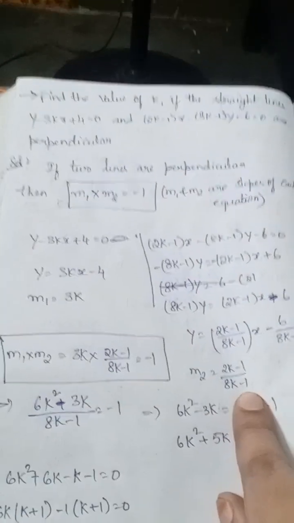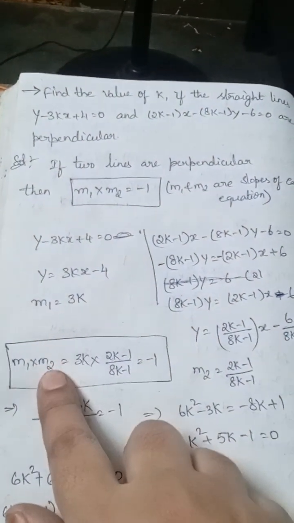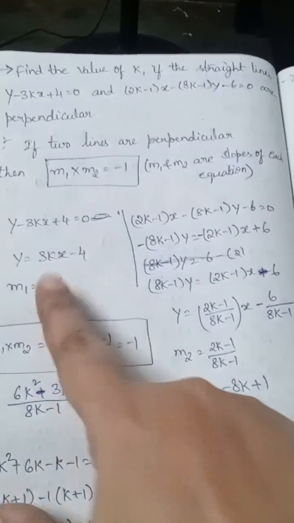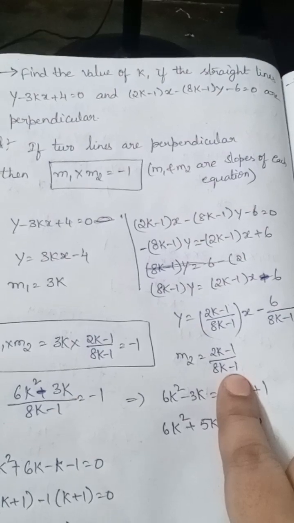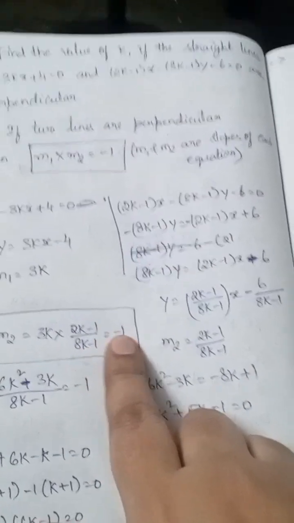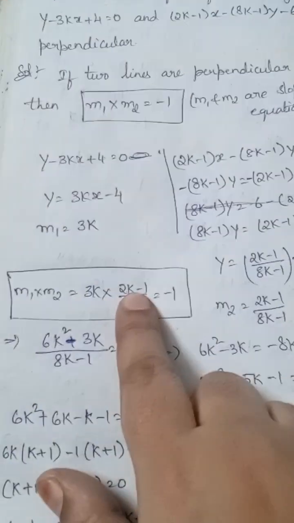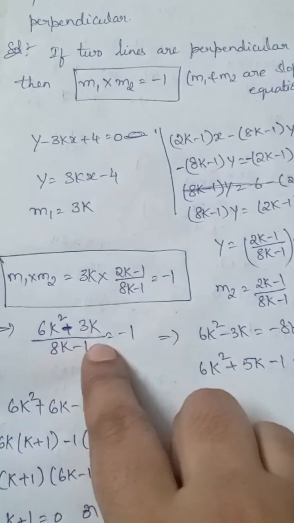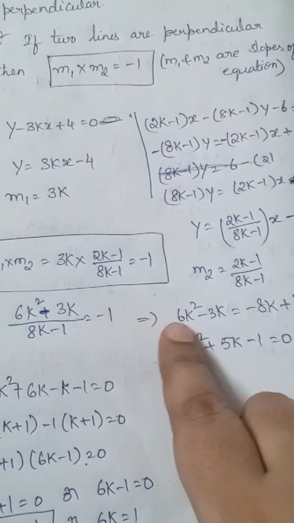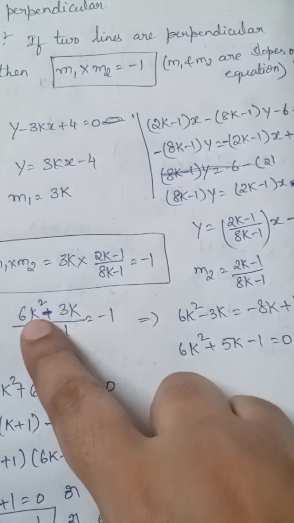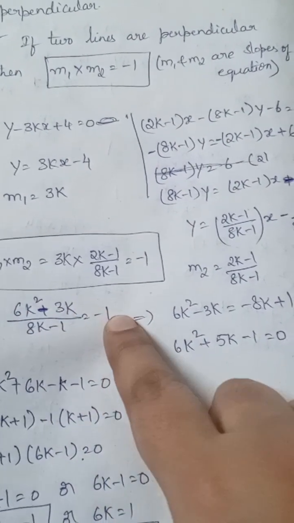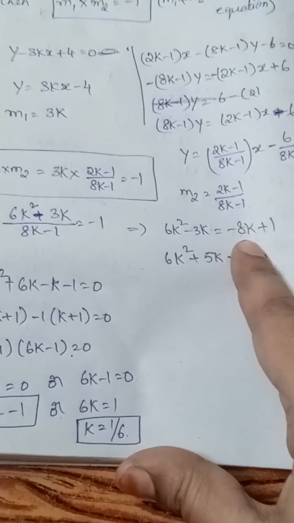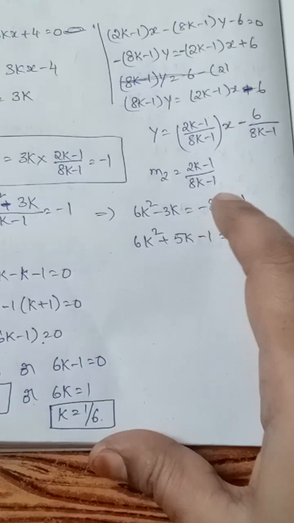Now do the process, that is m1 into m2 equal to -1, right? So 3k into (2k minus 1) by (8k plus 1) is equal to -1. Now you multiply. What will you get? (6k square minus 3k) by (8k minus 1) equal to -1. That implies 6k square minus 3k, this denominator comes here, it multiplies. So we get 6k square minus 3k equal to minus 8k plus 1.